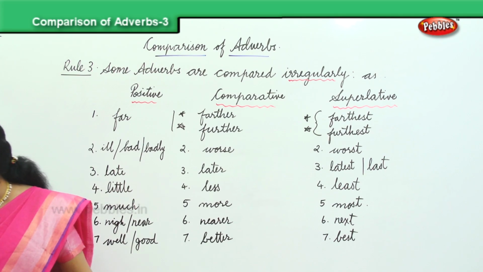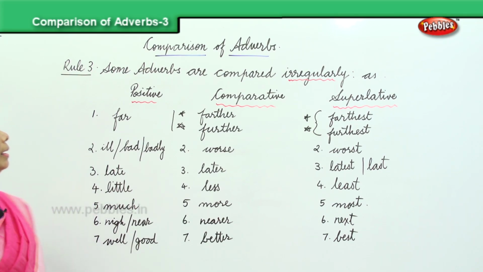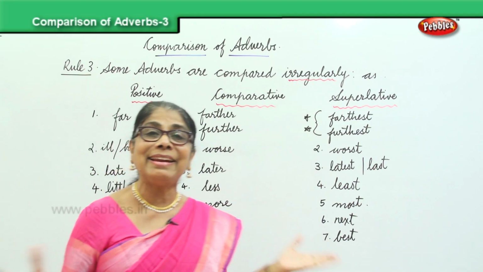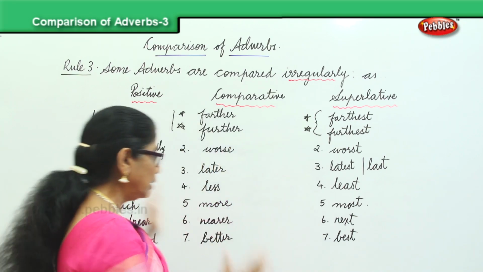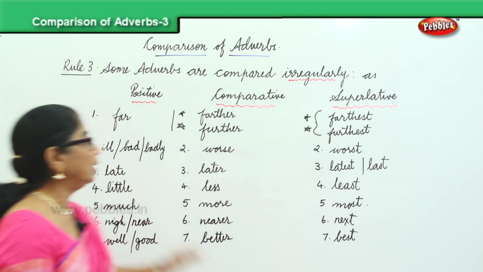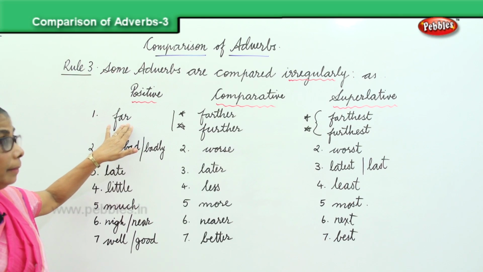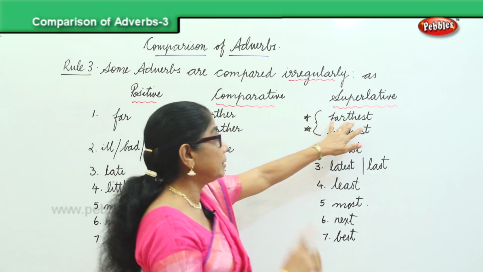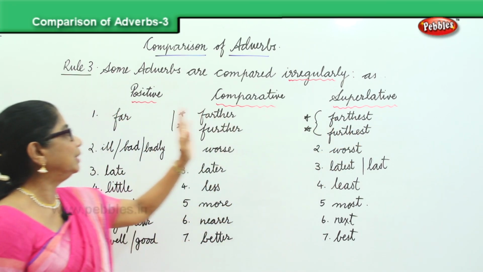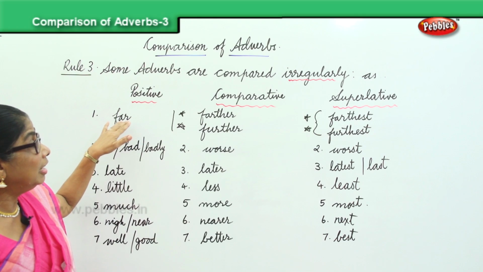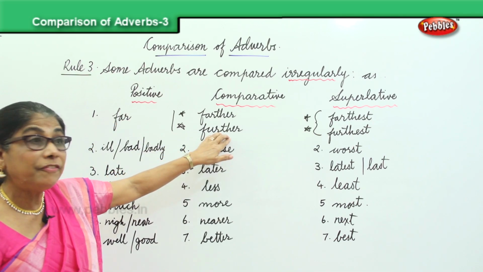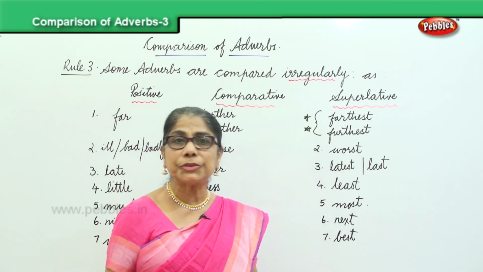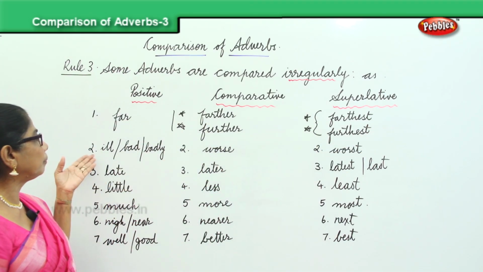Now, let's look at all the words we have done. In this rule, we say some adverbs are compared irregularly. All the spellings, one to the other, are different. Now, when we talk about far, we say comparative farther, farthest. Then again, when you say far, I live far away. I live further than Maria. I live the furthest from the school. I mean, very far away.